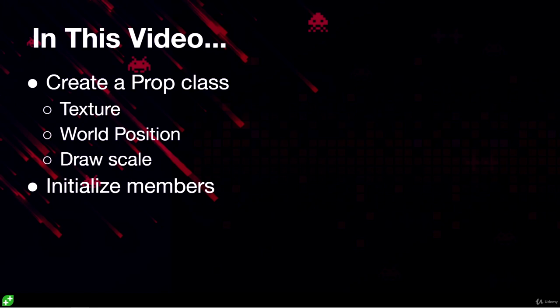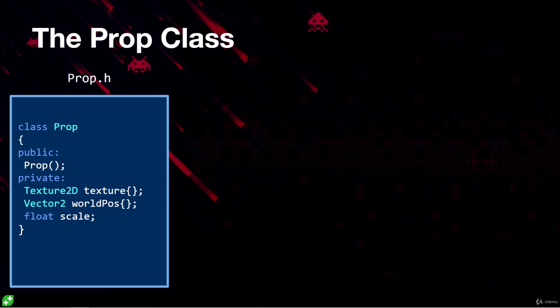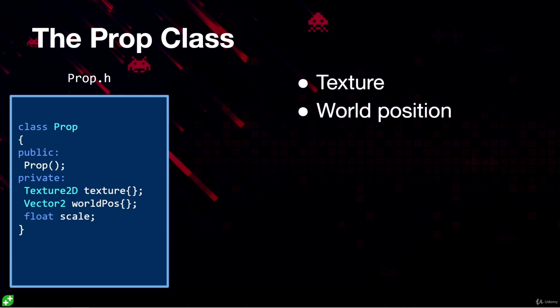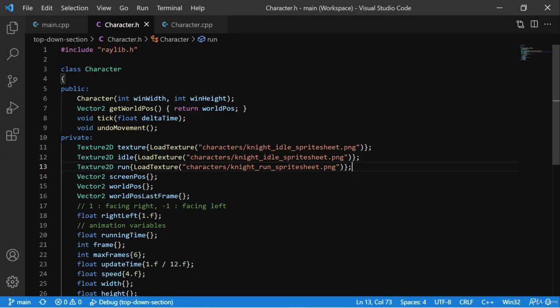Let's get started. So we're going to create a prop class. Now, of course, the prop is going to need its own texture, so we'll use a Texture2D for that. It's going to need a world position, so we'll give it its own Vector2 called worldPos, and we'll need to know how big to draw this texture, so we'll have a float called scale. So let's go ahead and create the prop class.